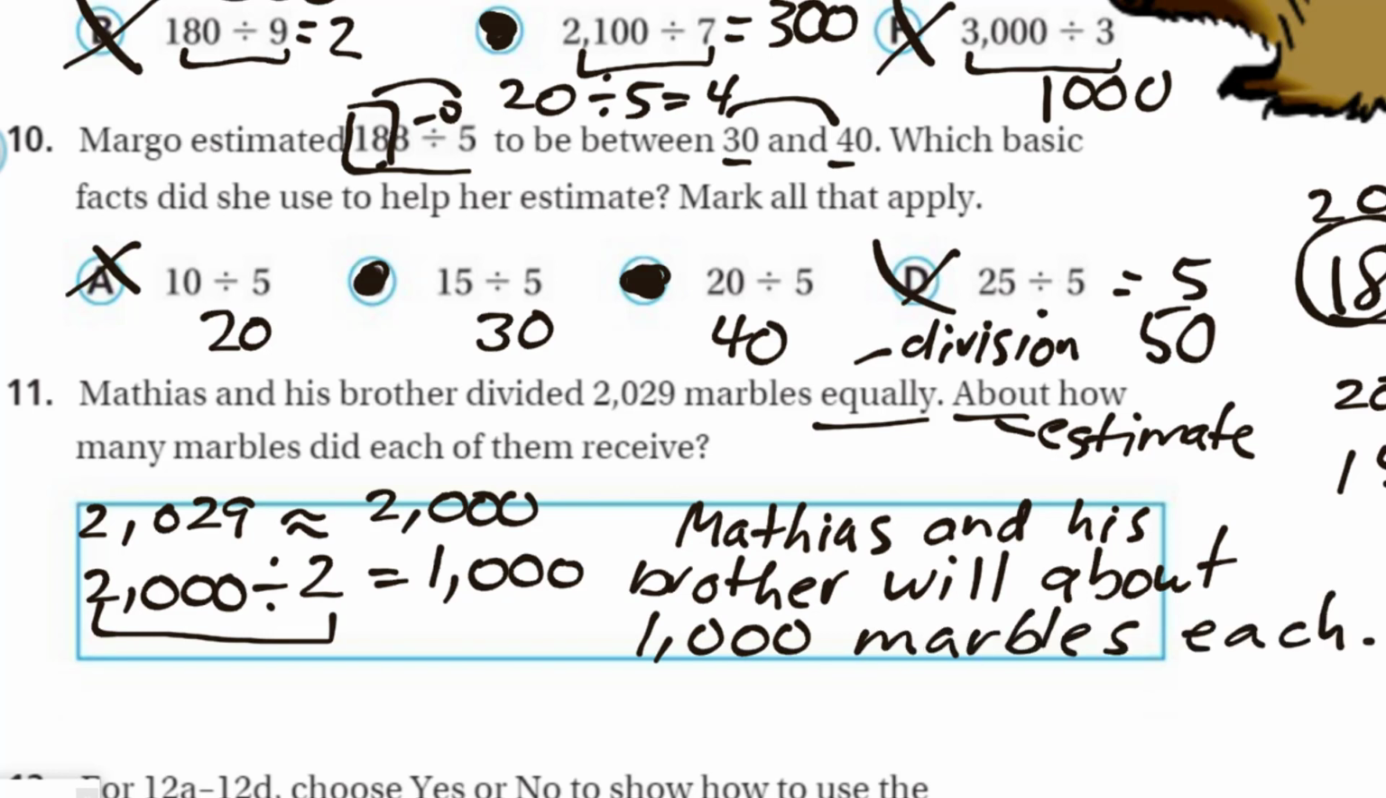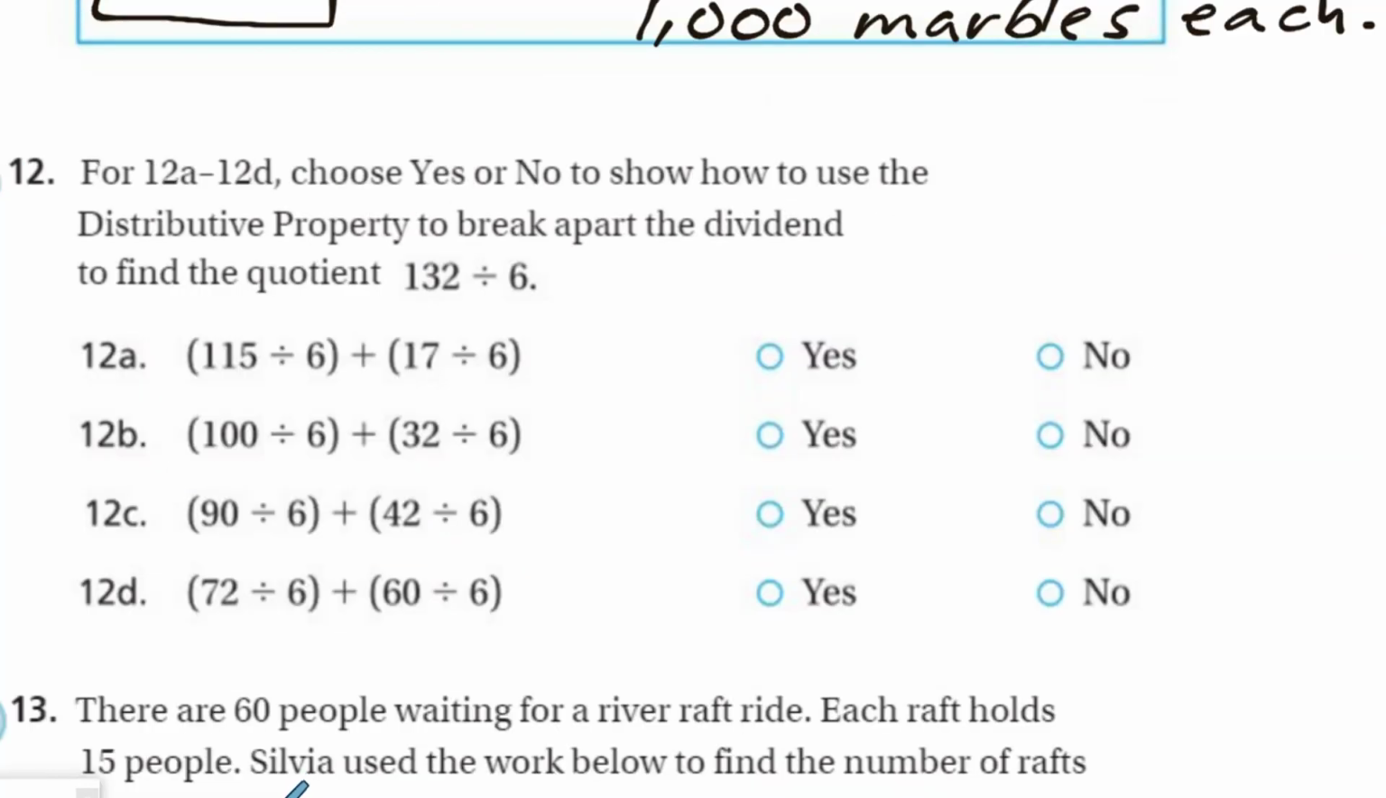Woohoo! Yeah. Time to move on to number 12. For 12a through 12d, choose yes or no to show how to use the distributive property to break apart the dividend to find the quotient 132 divided by 6. Okay, so this is what we're looking at here.